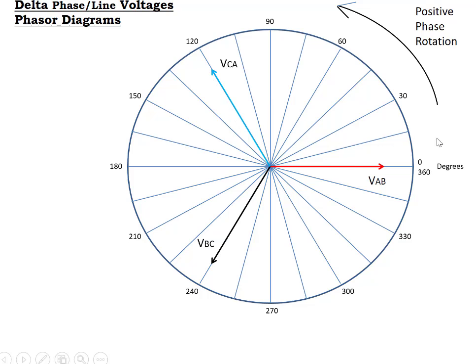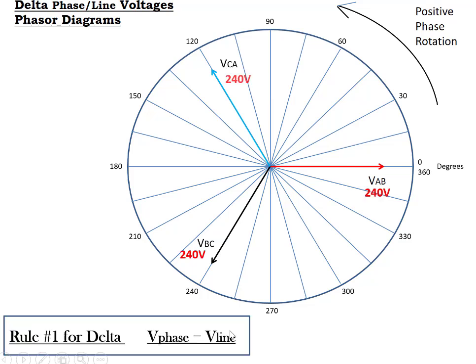So for our phasor diagram for voltages for our delta system, we have only three voltages. VA to B at 0 degrees, VB to C at 240 degrees, VC to A at 120 degrees. I will reemphasize that the rule for delta is that line voltage equals phase voltage.